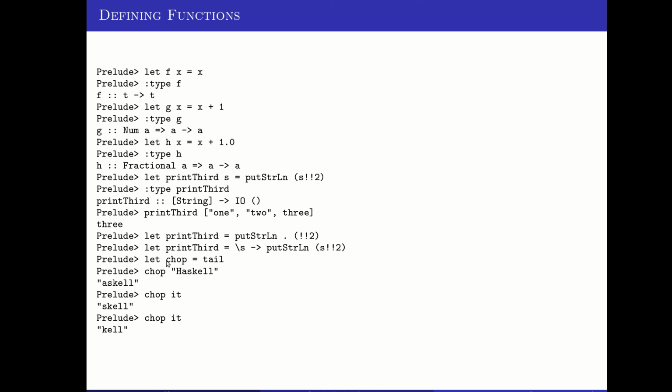So here we've just renamed tail to be called chop, and we say chop Haskell. It chops off the H, the first item from that string, which is also a list of characters. We can use that magic variable it that uses the result of the last statement and say chop again, and that will take off the A, chop again, and that will take off the S.